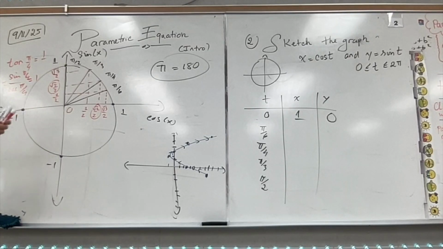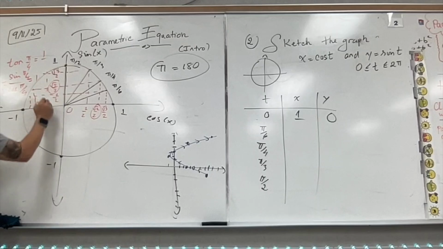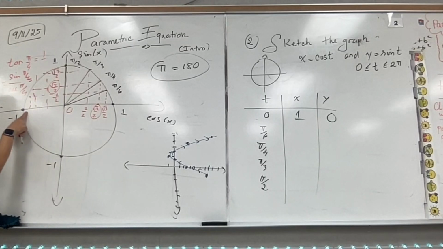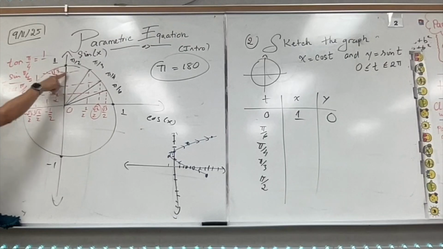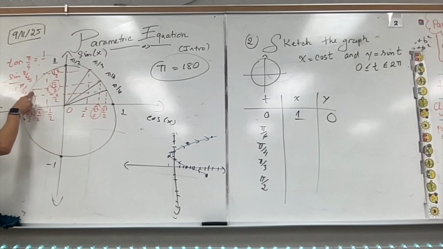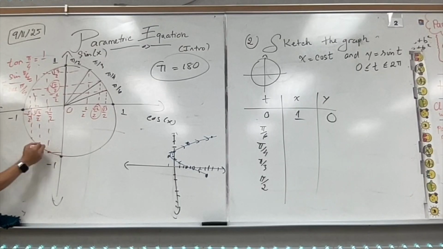Then the next one here is the same thing. But instead of positive, now they become negative. So negative square root of 3 over 2, negative square root of 2 over 2, and negative 1 half. Same thing here, but it's still positive, right? Because I'm still up. So square root of 3 over 2, square root of 2 over 2, 1 over 2. And same thing over here. See, they're all connected.